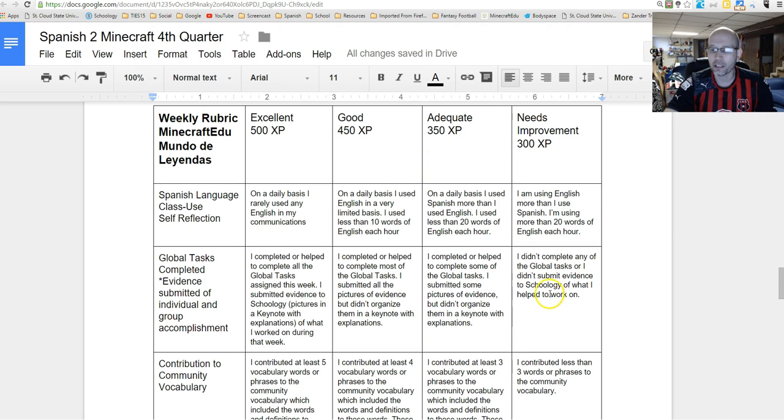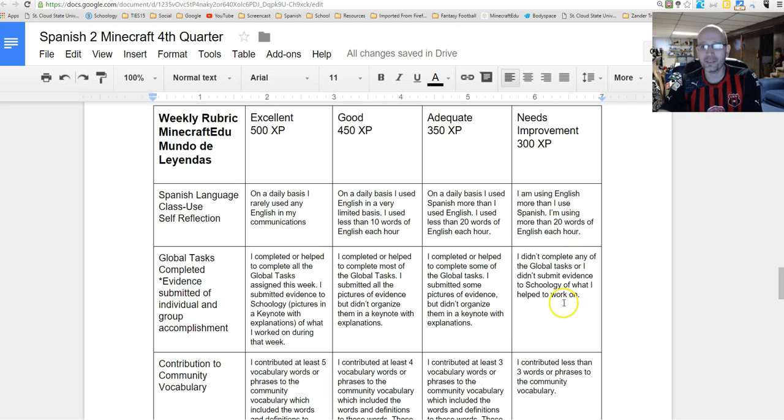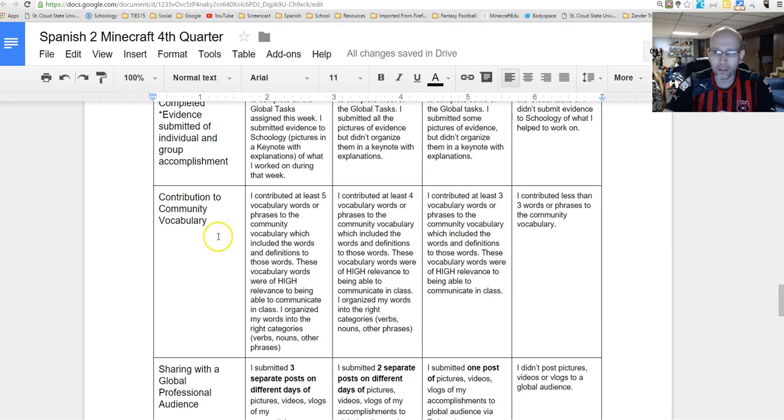I didn't complete any of the global tasks, or I didn't submit any evidence to Schoology of what I actually helped to work on. So if you did do something, you've got to submit evidence. I have no idea whether or not what you actually worked on. Okay, let's go down over here. You can see links back there.